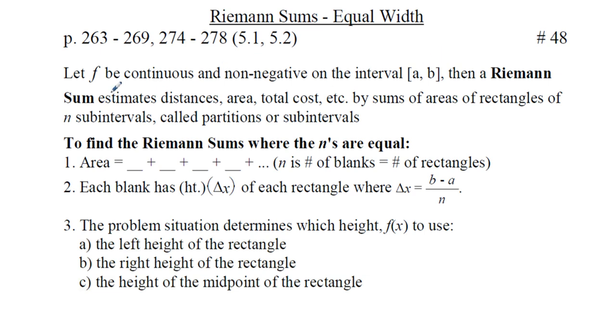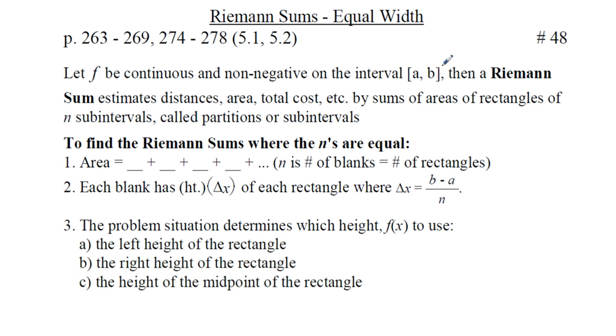So here we go with this. Let f be continuous and non-negative on the interval from a to b, then a Riemann sum estimates distances, area, total cost, etc. by sums of areas of rectangles of n subintervals called partitions or subintervals.